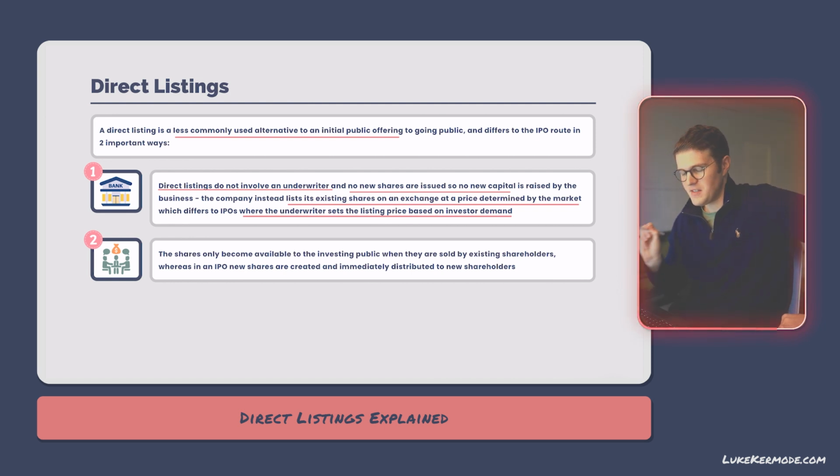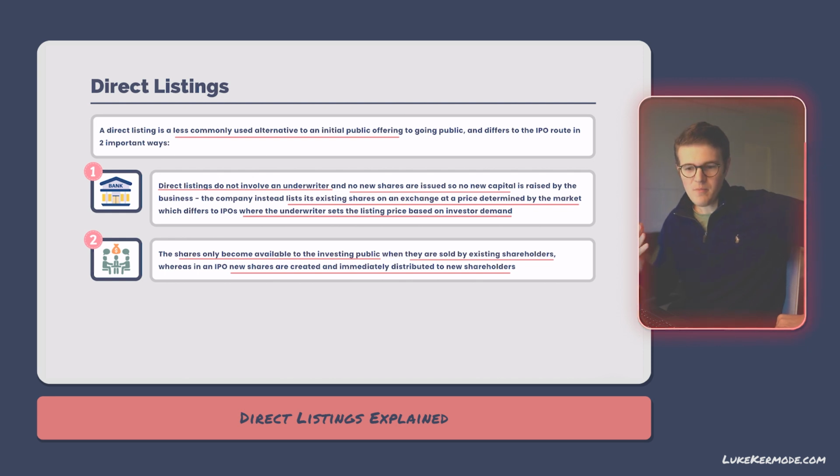The second point, and the second differential between an IPO and a direct listing, is that the shares only become available to the investing public when they are sold by existing shareholders. Whereas in an IPO, new shares are created and immediately distributed to new shareholders. So because in a direct listing no new shares are being issued, buyers of the stock would need to wait until existing shareholders are ready to sell their stock.